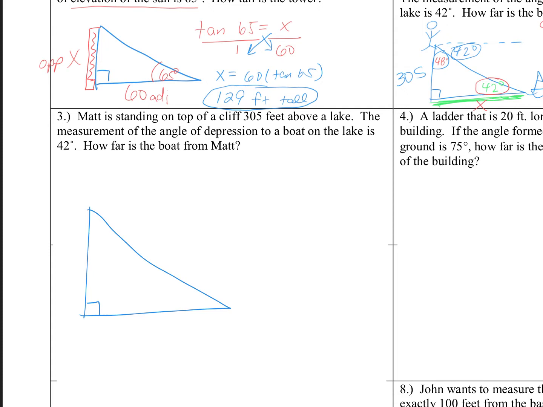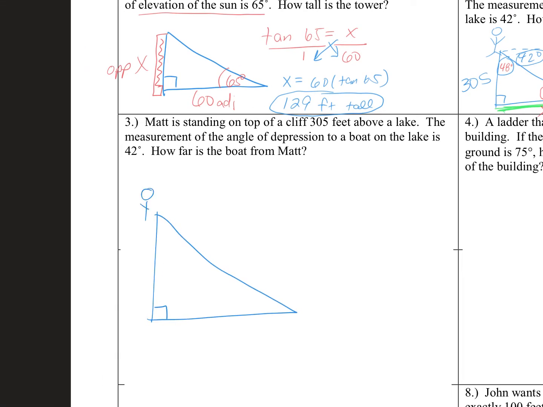He's standing on top of the same cliff. So here's Matt again. He's standing up here. The cliff is still 305 feet, right? The measurement of the angle of depression, oh, it's the same. So this is 42 here. So I know that I can use 42 here, or I can use 48 here, right? 90 minus. My boat is still here in the water.